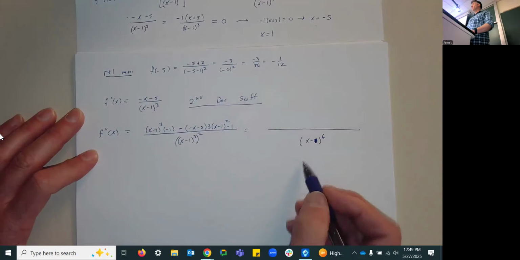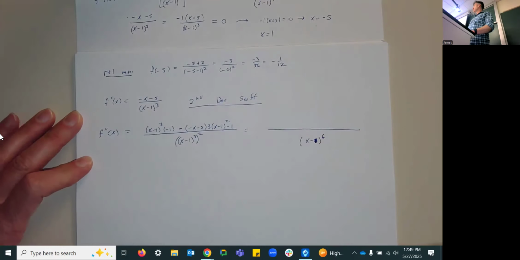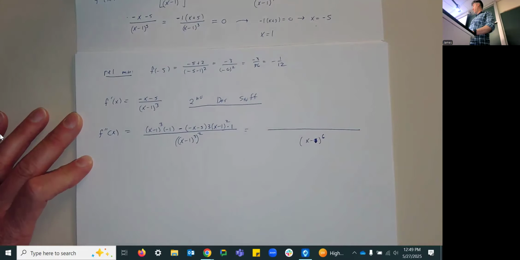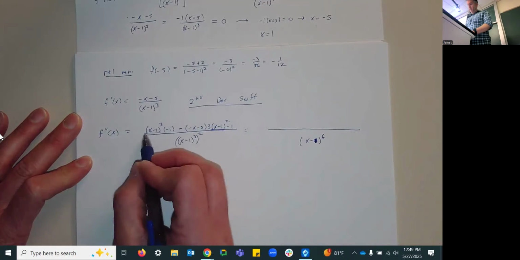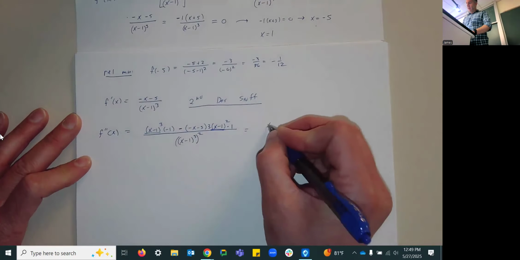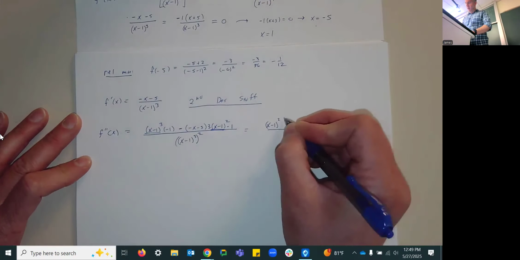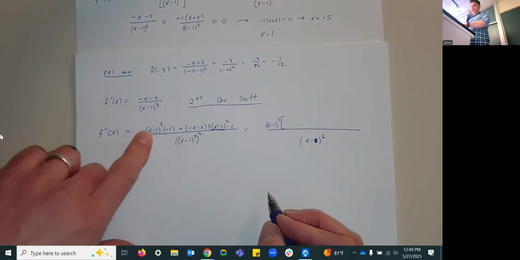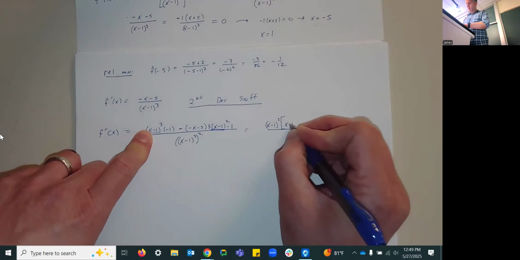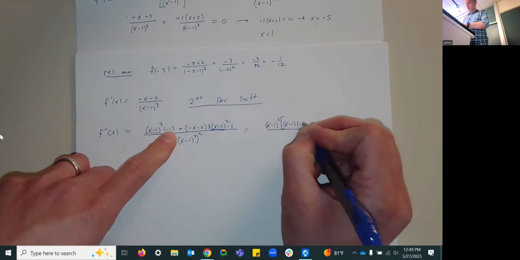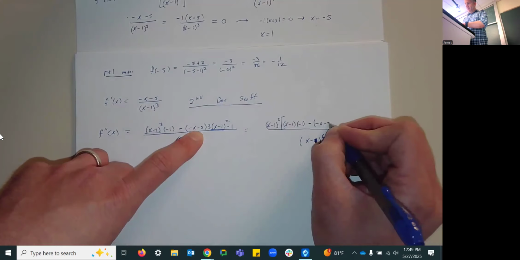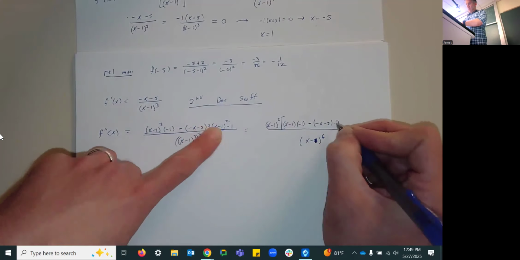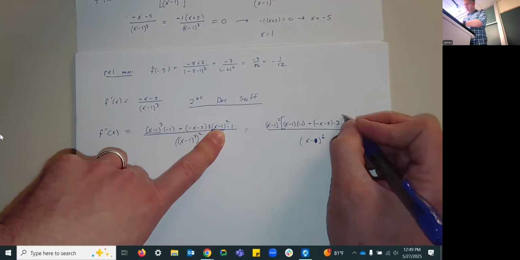So that tells me also that I should be able to factor out an x minus 1 squared from the top, which I can. There's an x minus 1 squared right there, and there's more than enough of them right there. So if I factor out an x minus 1 squared, now I'm left with an x minus 1 there, times a -1, minus -x minus 5, times 3. I pulled out the x minus 1 squared, so it's not there anymore. So that's all I've got.